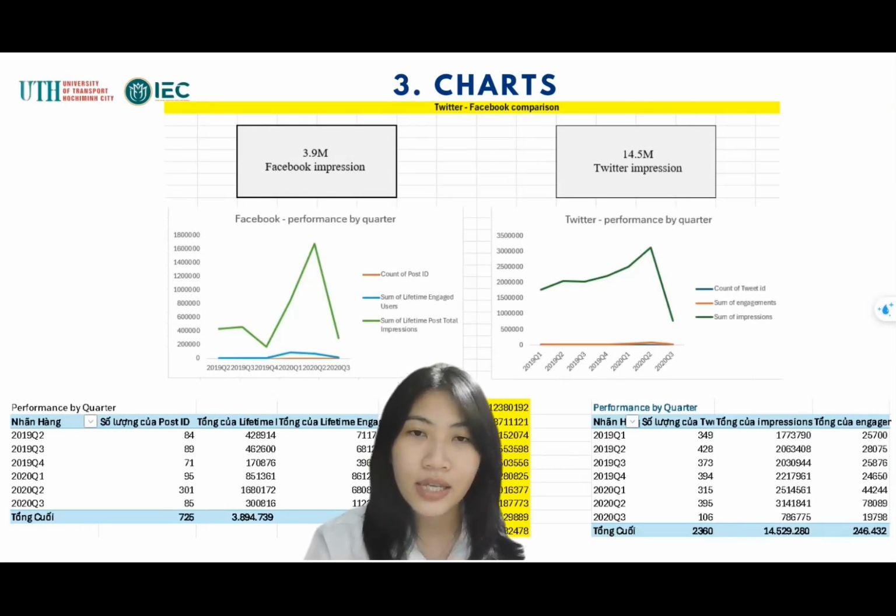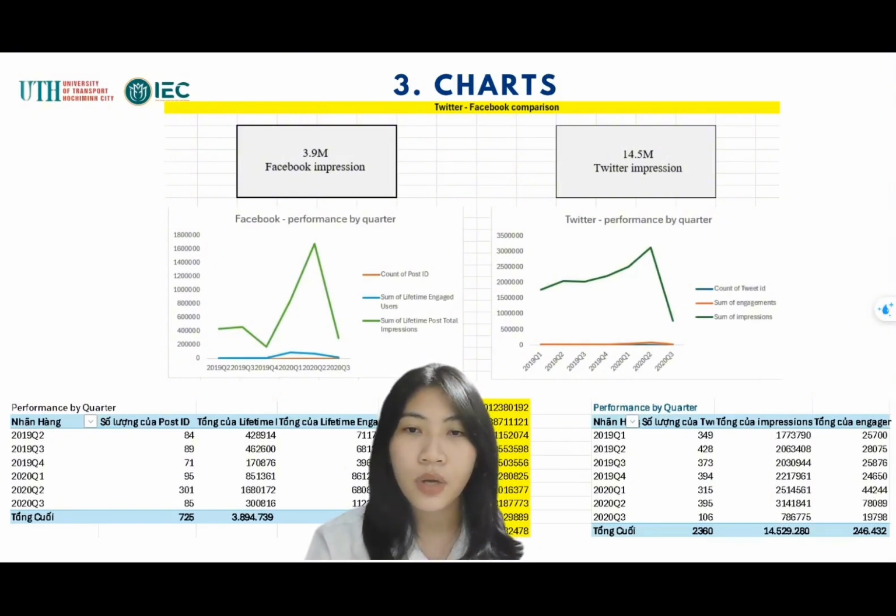And next, the final one is chart 4, Twitter performance by quarter. The final chart shows how Twitter performance changed over time. Twitter reached its highest point in the second quarter of 2020, with around 3.14 million impressions and more than 78,000 engagements. Unlike Facebook, Twitter achieved its best results for both reach and engagement in the same quarter. This suggests that the content during this period was successful in attracting attention and encouraging interaction at the same time.